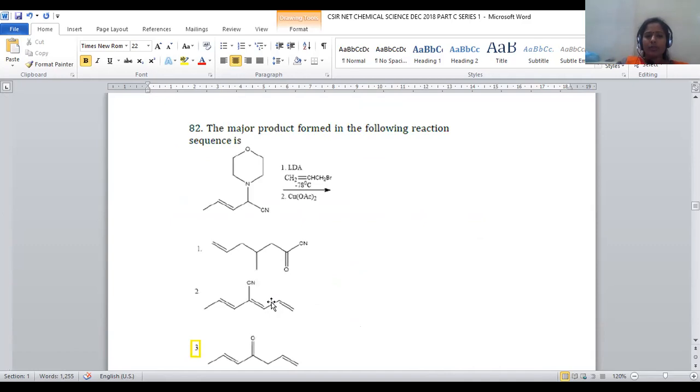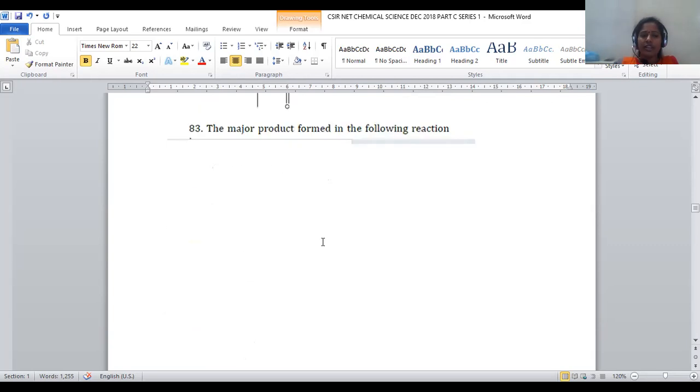In question number 82, we have to find the major product formed in the following reaction sequence. What will be the major product upon treating with lithium diisopropylamide? It is a strong base, and one more compound was given, that is allyl bromide at minus 78 degrees centigrade, and further treating with copper diacetate. Upon treating this compound with these reagents, what will be the final product we have to get? It is very clear that when lithium diisopropylamide is added, there is a possibility of carbanion generation. Now we have to search for the active methylene group where the carbanion is more prone to be generated.